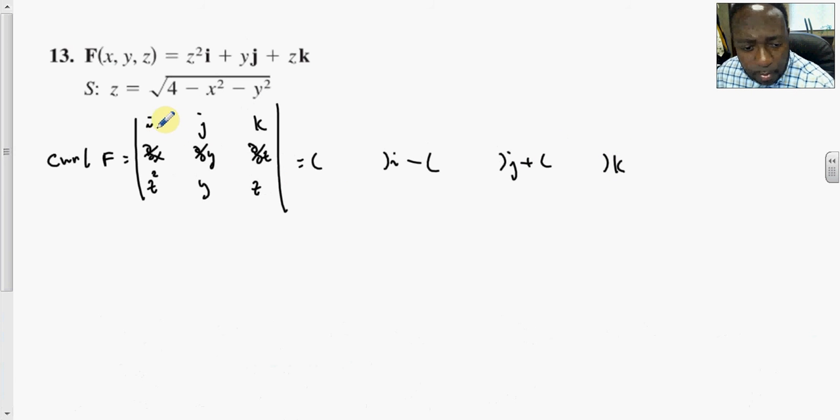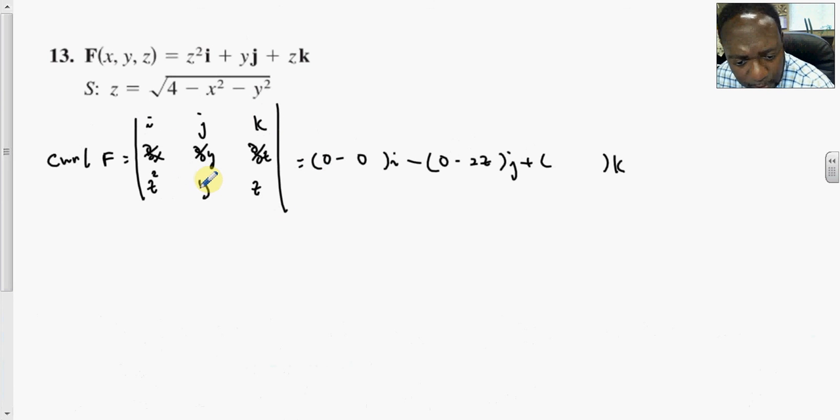So we do our partial. Here we cancel out the ith row and column. So we do the partial with respect to y, that's 0 on this guy. Then the partial of this term with respect to z, that's 0. Delete the jth row and column. Partial of this term with respect to x, that's 0, minus the partial of this term with respect to z, that's minus 2z. Then we delete here for k, delete the kth row and column.